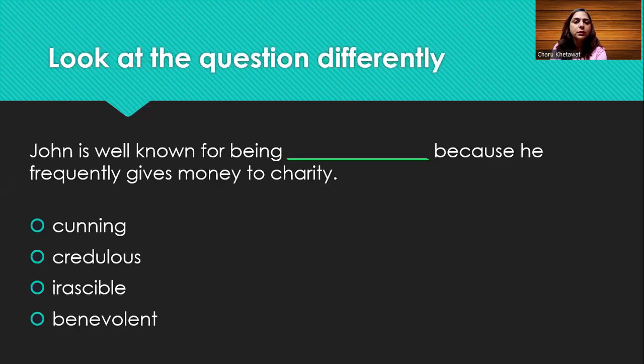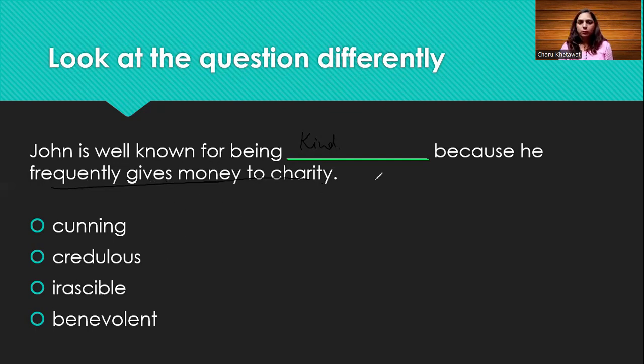Now look at this question differently. Now let's read. John is well known for being dash because he frequently gives money to charity. Okay, so if he is well known for being dash, he is well known for being what? If I read, I see he frequently gives money to charity. So if he gives money to charity, he is a kind person, right? So if he's kind, he's definitely benevolent, because the information given about John is he gives money to charity. He is a good person. He is a kind person. And that makes one choice better than the other.